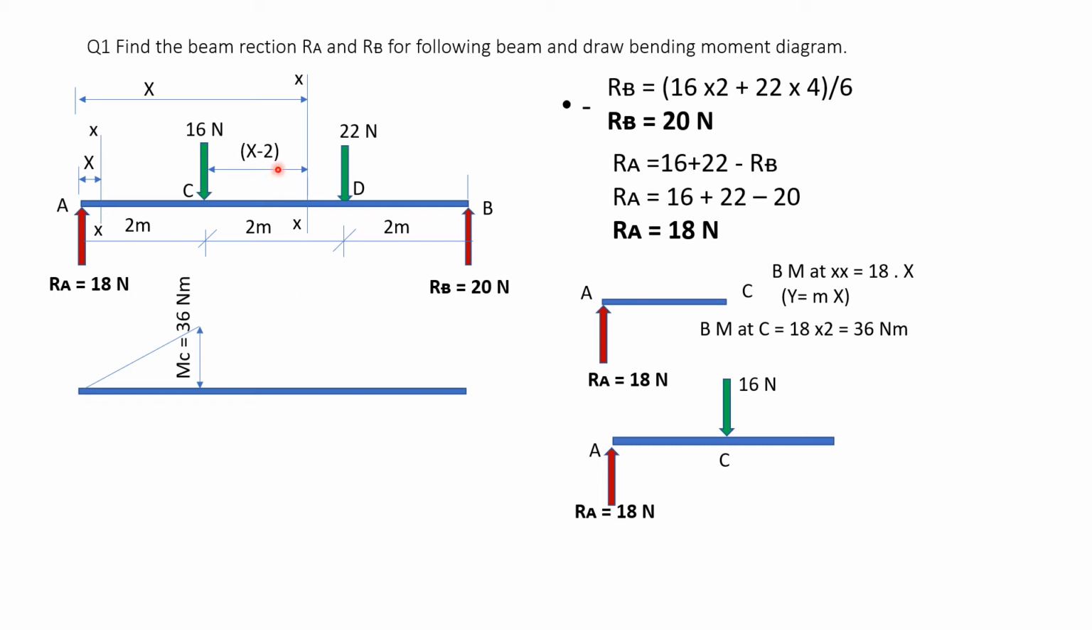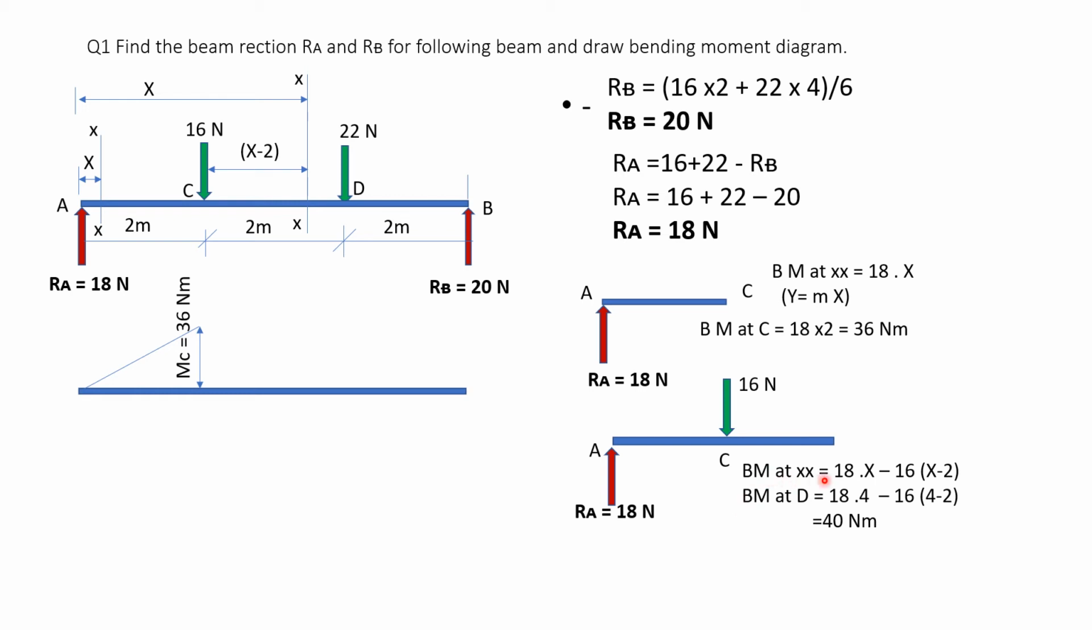Now when I take this section line XX and consider the left hand side of the beam, I have one force RA and another force of 16. So this is RA 18 going upward at A, and this is the 16 Newton force coming downward at C. If I now find the bending moment at XX, how will I get it?